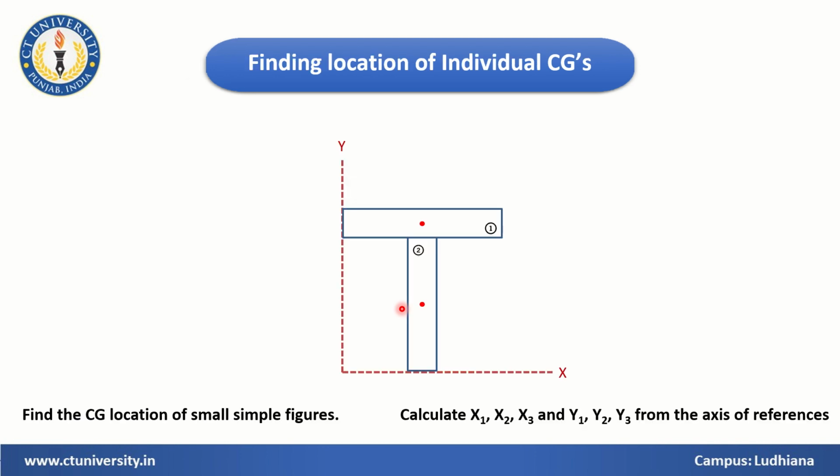Okay, so let's see another figure. It's a T section. So the first step will be, after defining the axis of reference, of course, that is the first step. Taking the axis of reference, find the location of individual CGs. The CG for rectangle number 1 will be lying here. Rectangle number 2, it will be lying here, right? So we need to find x1, x2. We have only two figures, so we need to find x1, x2 and y1, y2.